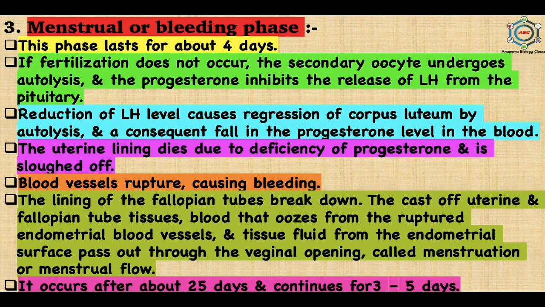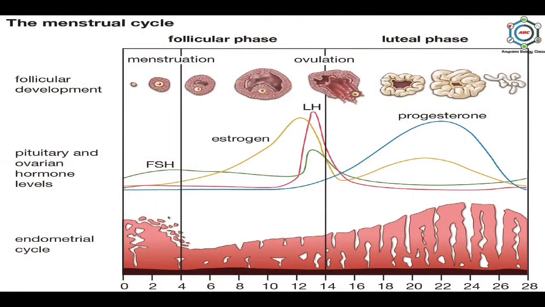It occurs after about 25 days and continues for 3 to 5 days. So this is the menstrual or bleeding phase. In this picture, you can see the brief description of the menstrual cycle. In menstrual phase, which is day 1 to 5, the progesterone secretion is reduced. Endometrium breaks down; the cells lining the endometrium, secretions, blood, and the unfertilized ovum constitute the menstrual flow.